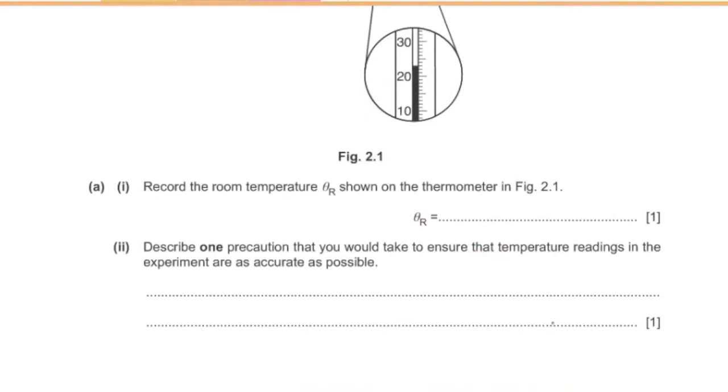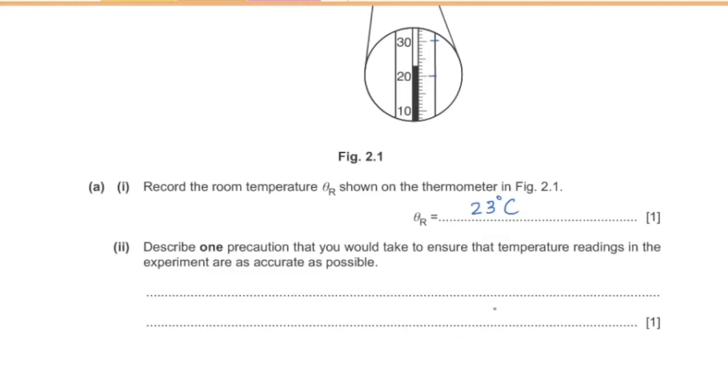Part A1, record the room temperature shown on the thermometer in figure 2.1. So this indicates 20 and this indicates 30, and there are 10 units in between. So each unit represents 1 degree Celsius, so 21, 22, and 23. So the room temperature that figure 2.1 indicates is 23 degrees Celsius.